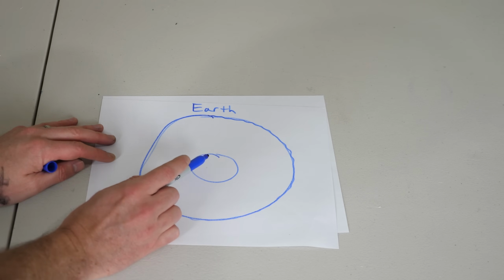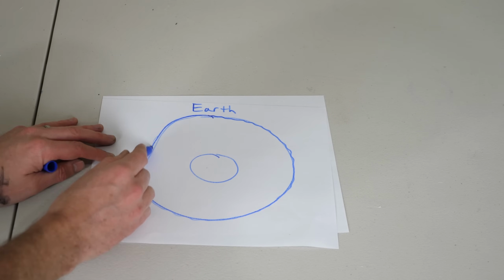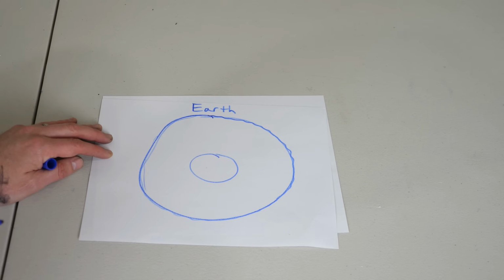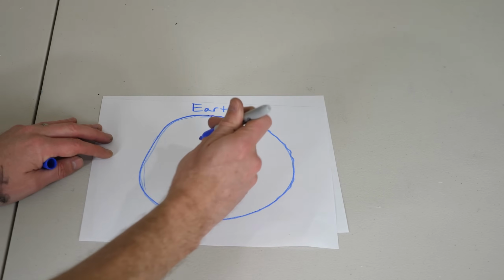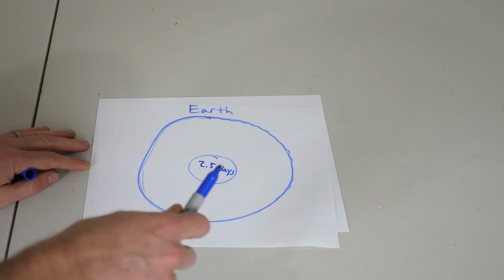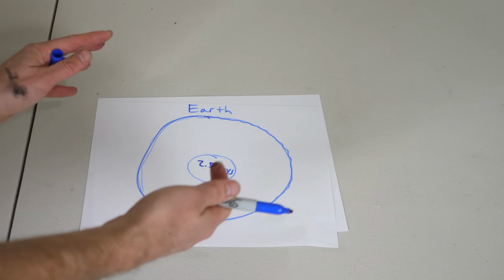Now, time dilation doesn't just happen for black holes, it happens for anything with mass, including the Earth. In fact, because the core of the Earth experiences slightly more gravity than the crust of the Earth, that means that the time of the core is actually moving slightly slower than the time on the Earth's crust. So over the age of the Earth, that means that the core is actually 2.5 days younger than the crust.